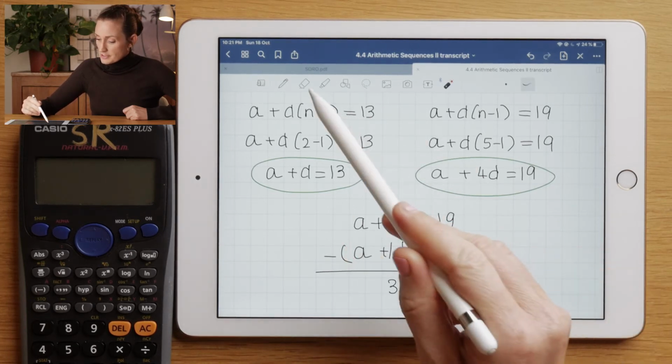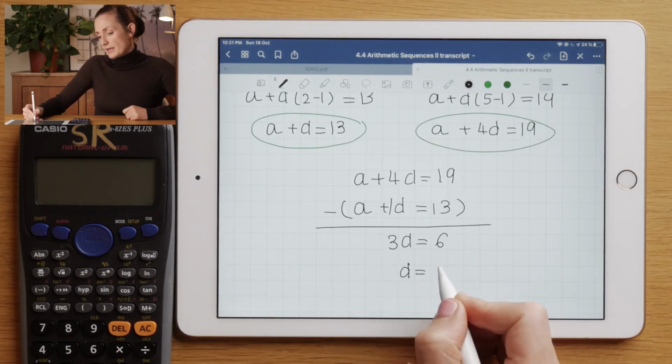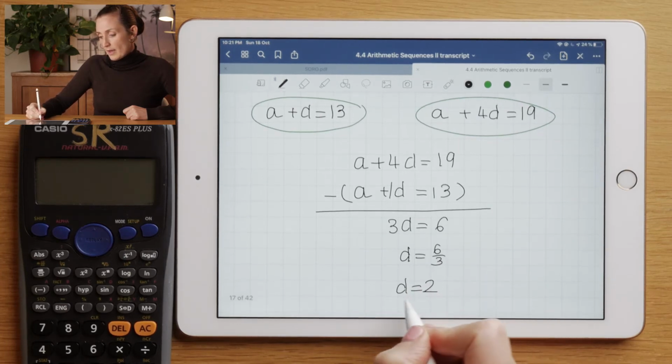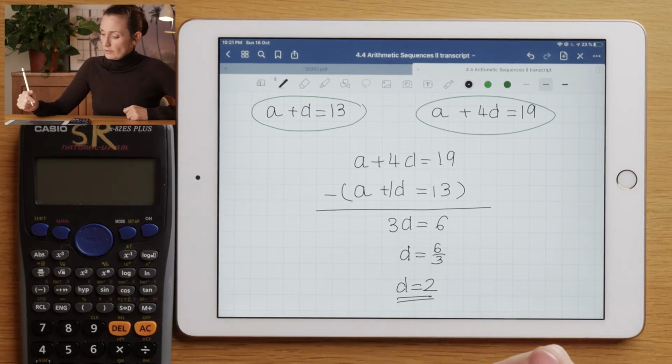19 take away 13 would give you 6. So D would be equal to 6 divided by 3. D would be equal to 2. If this is moving a little bit fast for you, it means you need to brush up on your simultaneous equations. I've got a whole playlist about that, so go and watch those videos if this step is confusing you.